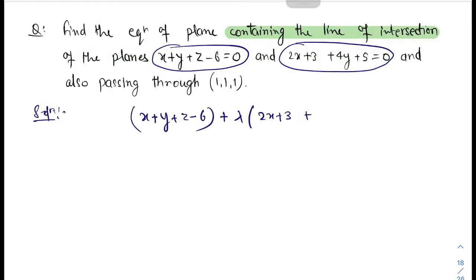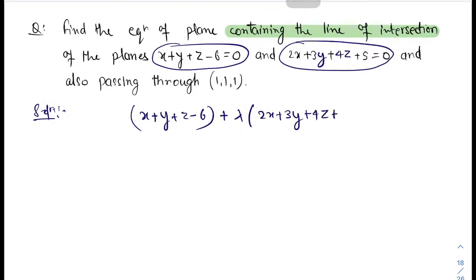The equation should be like this: 2x plus 3y plus 4z plus 5 equal to 0. So what we have done, we have written this P1 plus lambda times P2 and we are equating it to 0. Okay, so how to calculate this lambda?